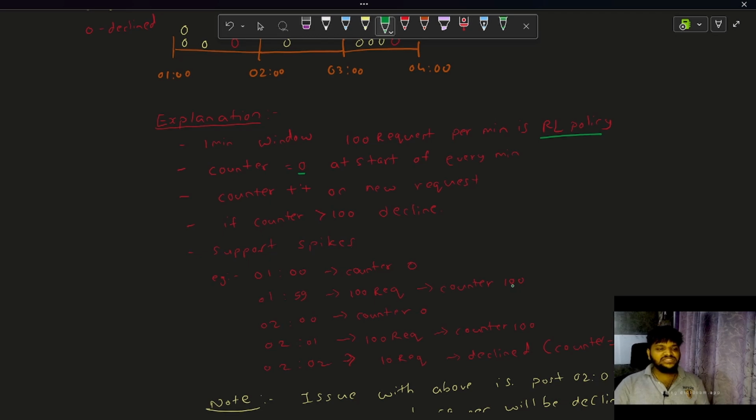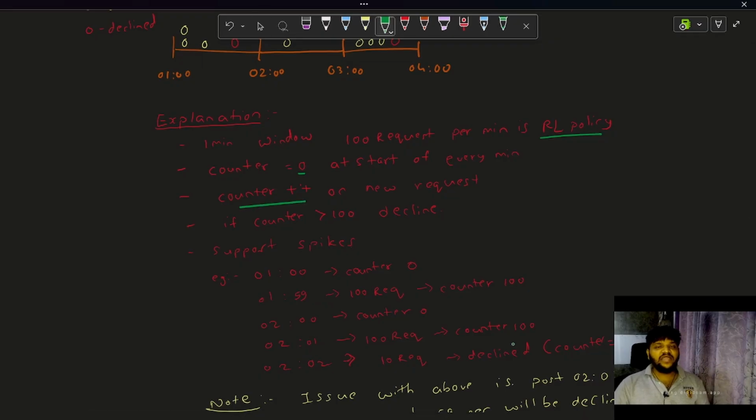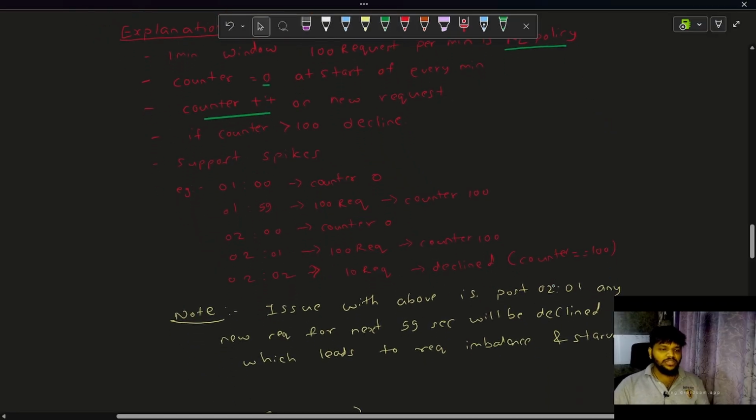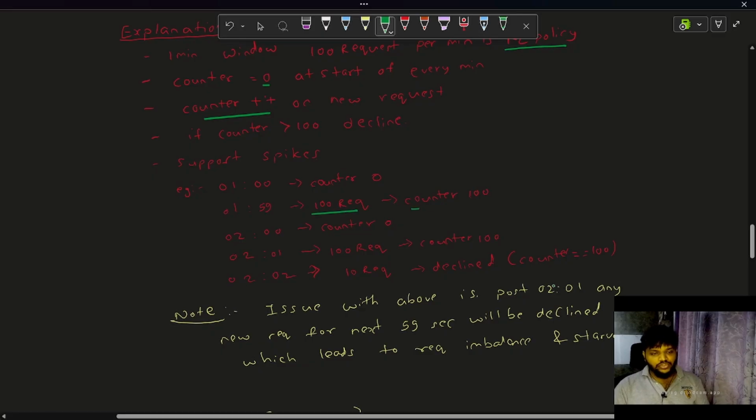Now as I get more and more requests in that particular 1 minute, I increment the counter for every new request. If the counter is greater than 100, then I would decline the request. So assume in this case 0.1 the counter is 0, and from 0.1 to 0.59 there are absolutely no requests. On the 59th second, within the 1 minute window, I got 100 requests. So immediately my counter spiked to 100. Perfect, and it is again well within the limit.